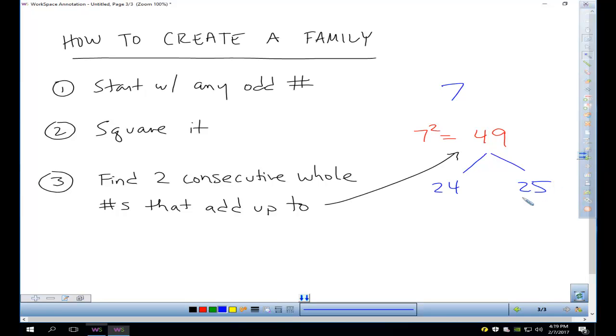So what am I saying? I'm saying that your Pythagorean triple is 7, 24, 25. You can test it if you want. Check it out. Put it in the Pythagorean theorem and see if I'm right about that.